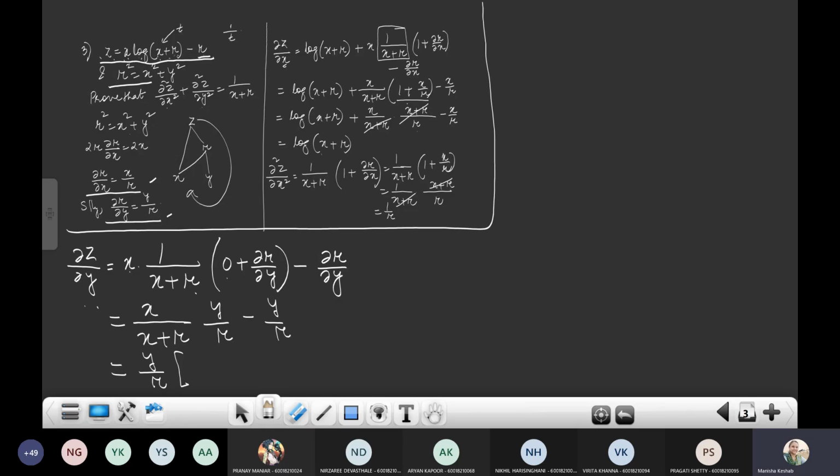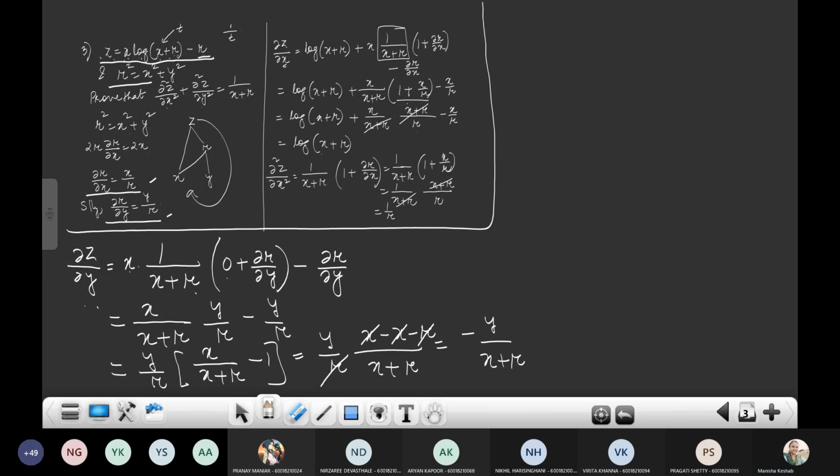Okay. So now what we will get, x upon x plus r minus 1. So let us simplify this. Then we'll get x plus r, and here we will get x minus r. So this x and x got cancelled, this r and r got cancelled. So we have minus y by x plus r. So ये हो गया हमारा del z del y.